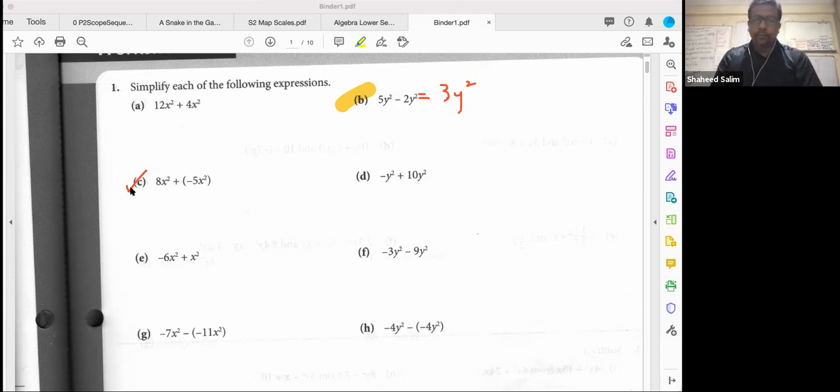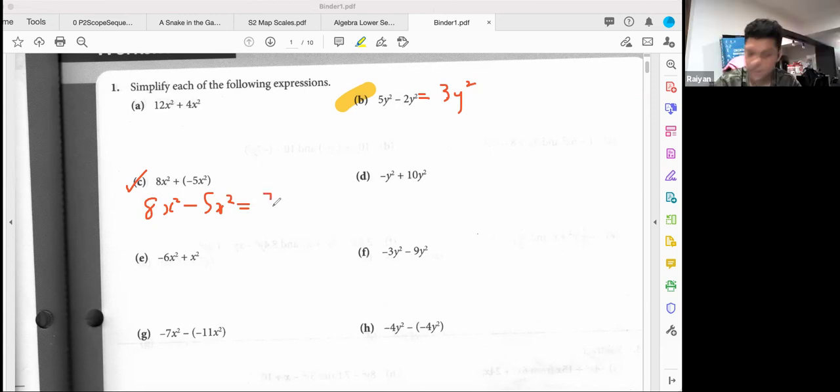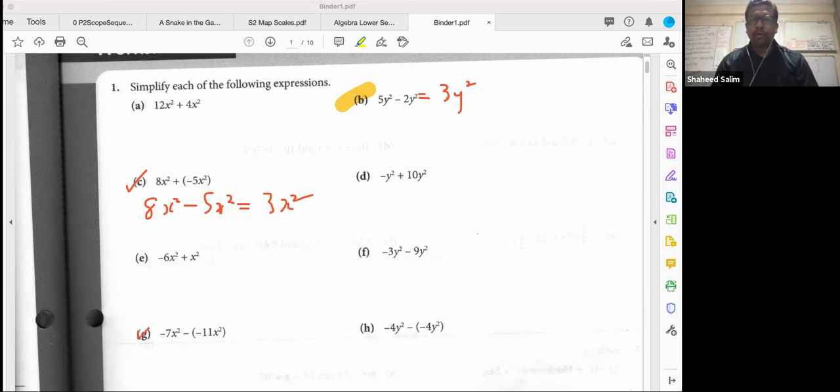Can do. Plus and minus. Plus and minus, the sign become what? 8x squared minus 5x squared. So what's the answer? 3x squared. Okay, we do G now. One last one for G. Can you see the G?